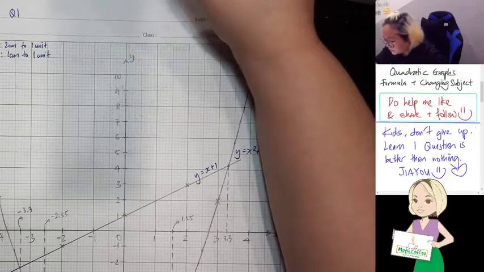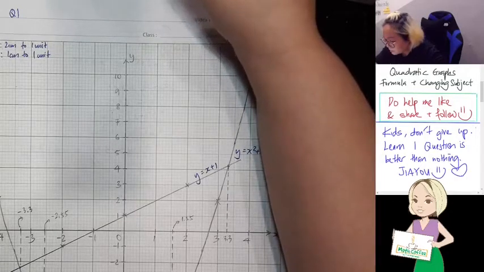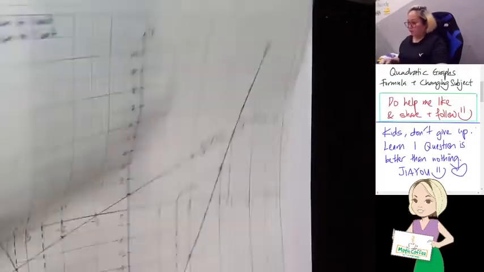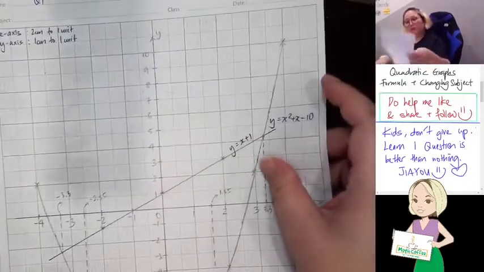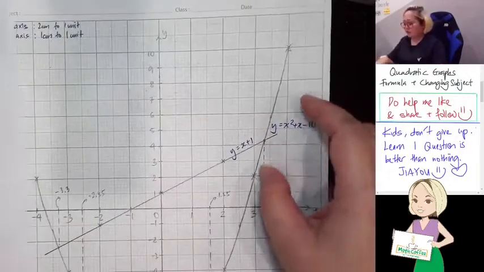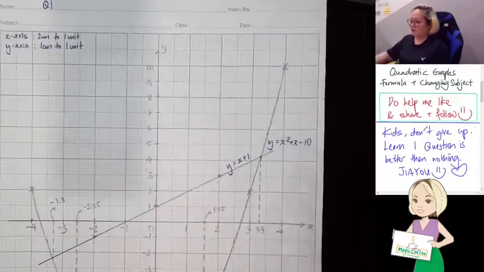dy/dx is finding the gradient. I am not finding any gradient yet. Okay, let's continue. I'm done with this part. Yes, I'm done with the first question. So I repeat.